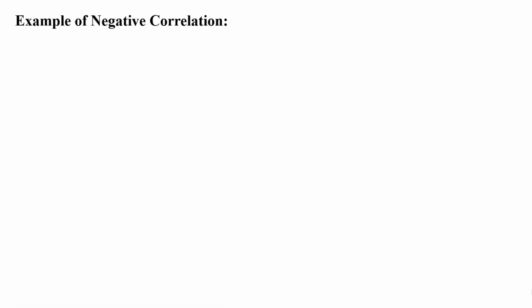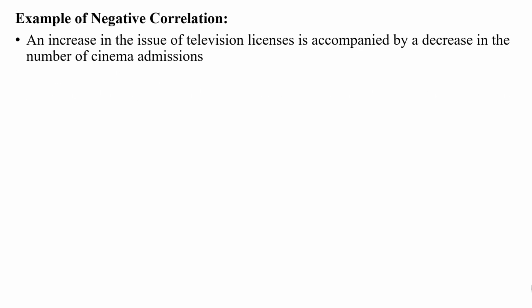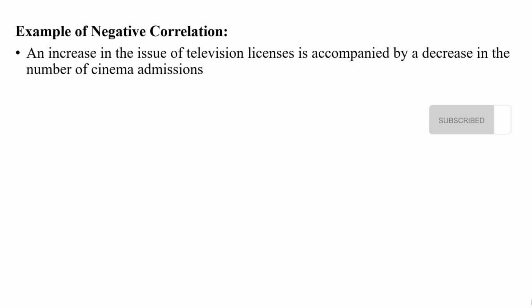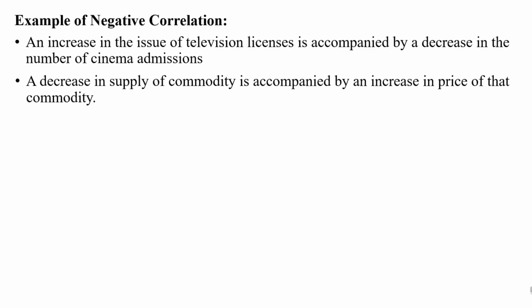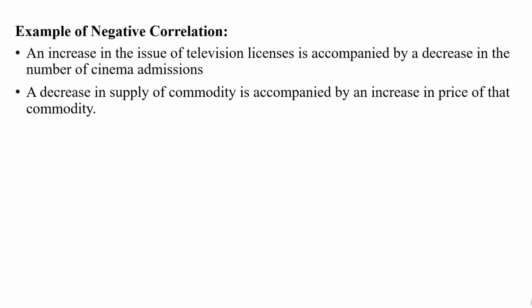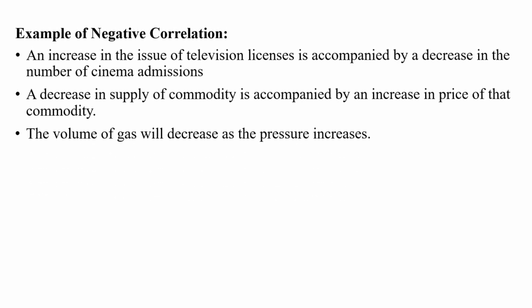So what are the examples of negative correlation? Number one, an increase in the issue of television licenses is accompanied by a decrease in the number of cinema admissions. Or a decrease in the supply of a commodity is accompanied by an increase in the price of that commodity. Next, the volume of gas will decrease as the pressure increases.